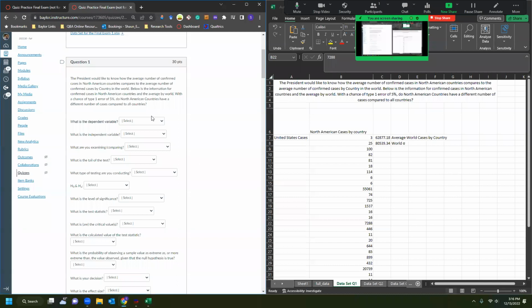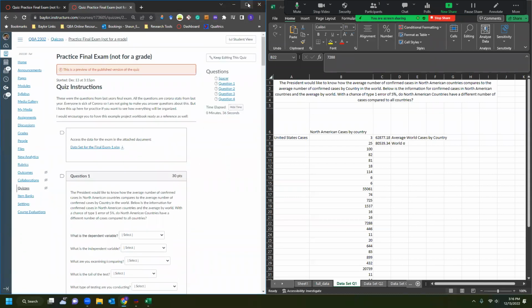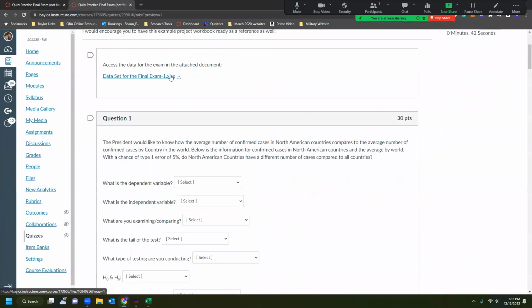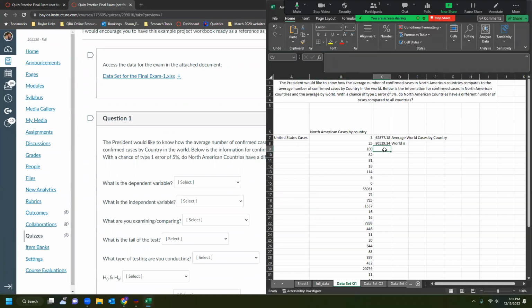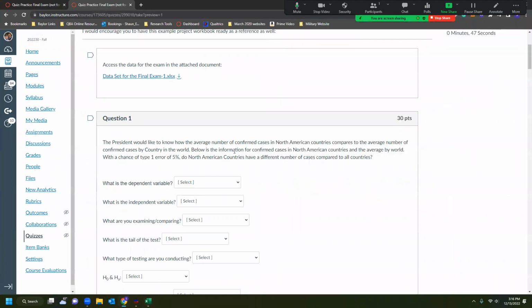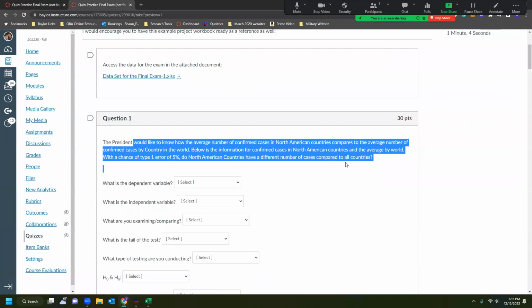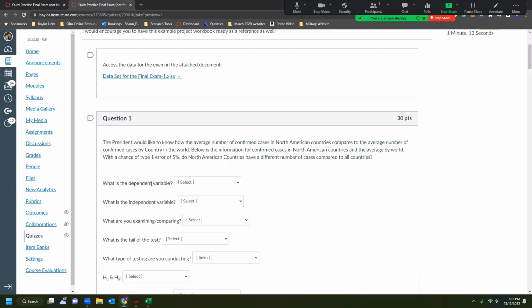And so we've got the practice exam on the left-hand side. I'll just go ahead and maximize this. Okay, go ahead and download the data set, and when you download the data set, it will look like this. So the president would like to know how the average number of confirmed cases in North American countries compares to the average number of confirmed cases by country in the world. Below is the information for confirmed cases in North American countries and the average by the world. With a chance of type 1 error of 5%, do North American countries have a different number of cases compared to other countries? First of all, what is the dependent variable?